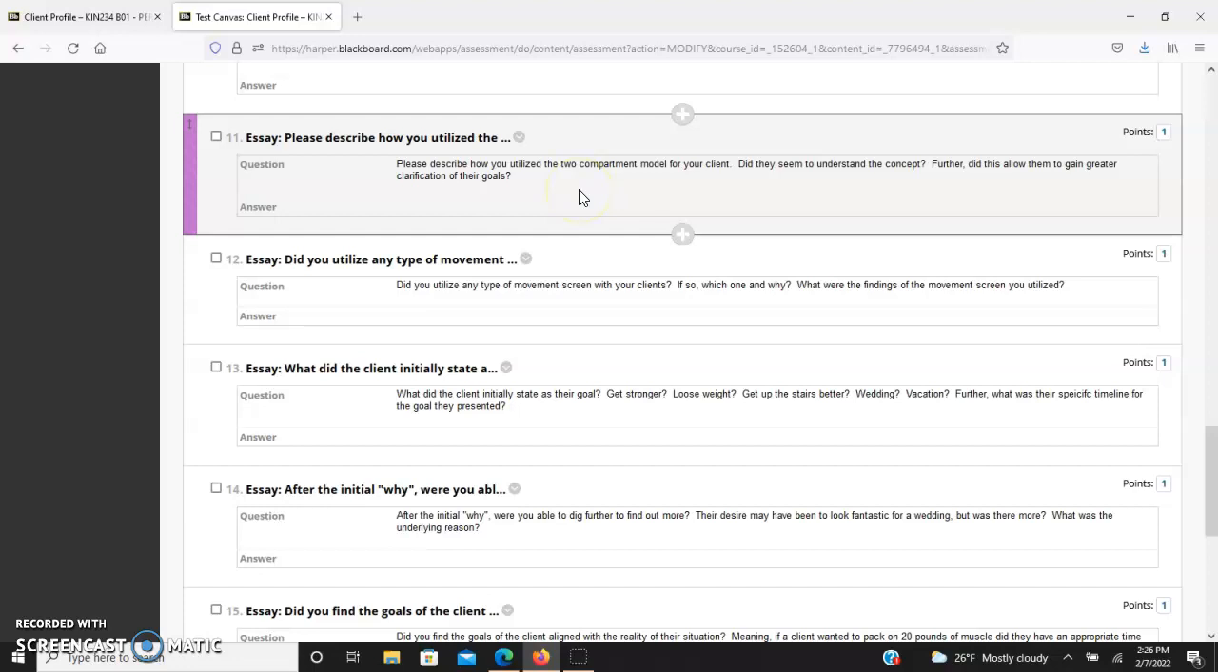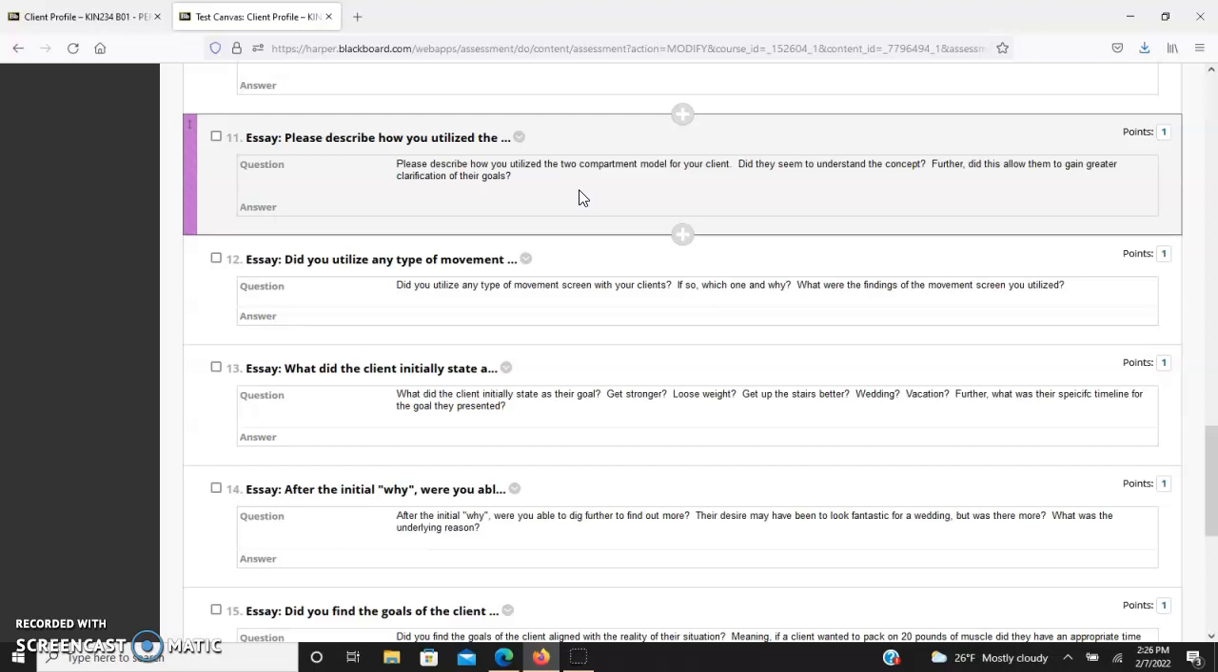So when you did the body composition, did you go over that 2-compartment model that we used in class? And then as a result, did your client understand the concept behind the 2-compartment model, how they can lose weight, perhaps how they can add a little bit of muscle, and what that will do to body composition and percent body fat? And did it help, right? Did it help to gain a greater clarification of their goals?